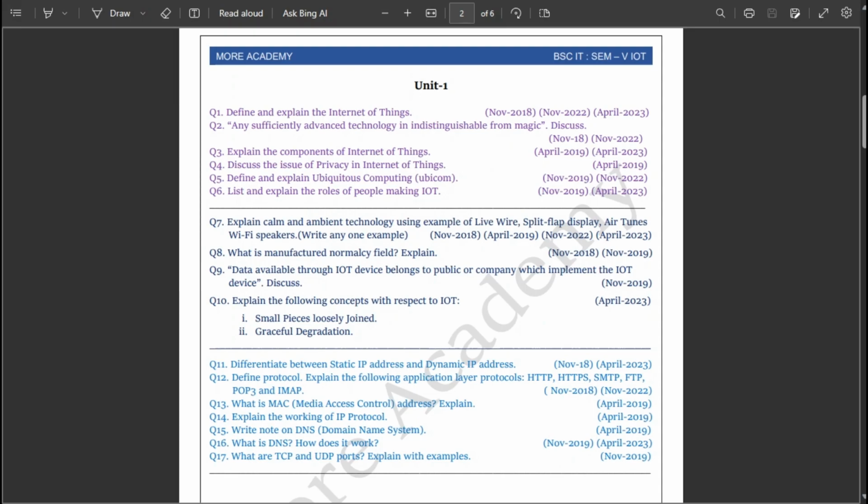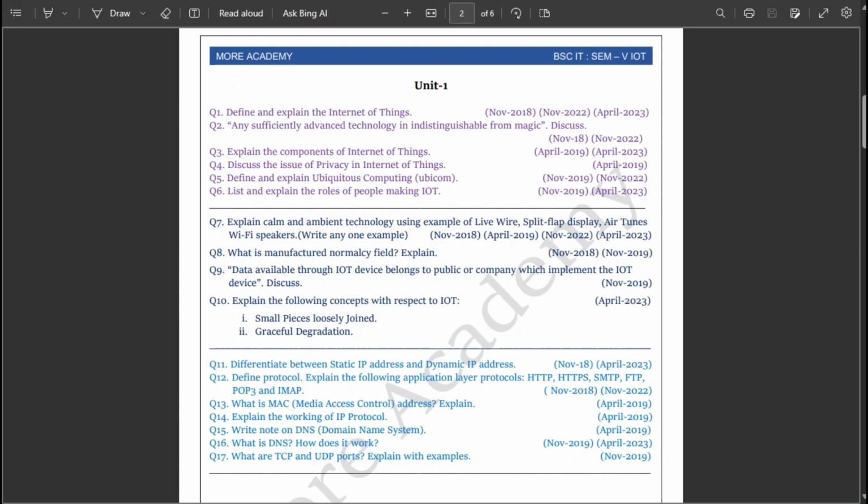In these three color codes, you should thoroughly prepare any two color codes. In first chapter, you should concentrate on topics such as what is Internet of Things, what is ubiquitous computing. The important questions are question number 1 and 5. In second chapter, you should concentrate on question number 7, 8.